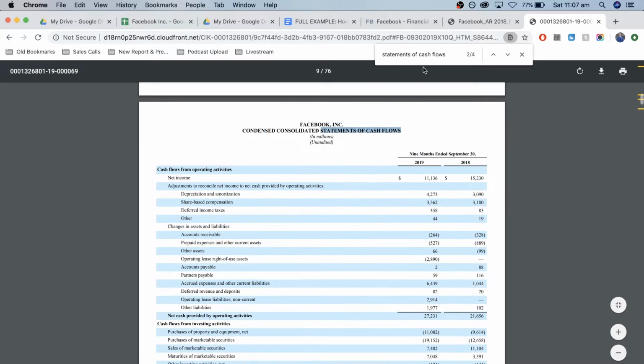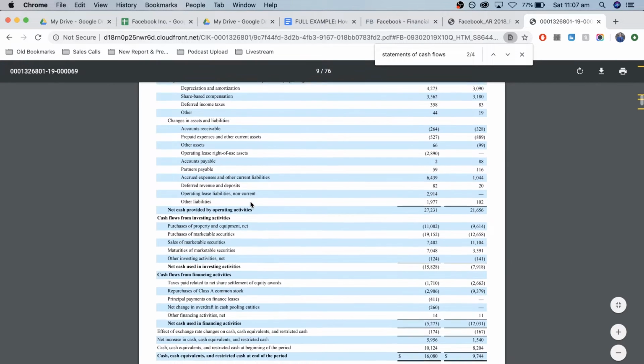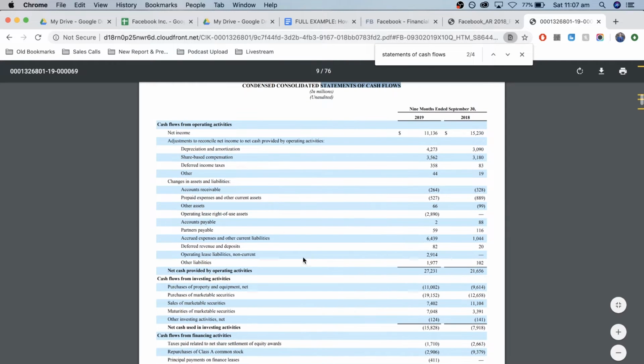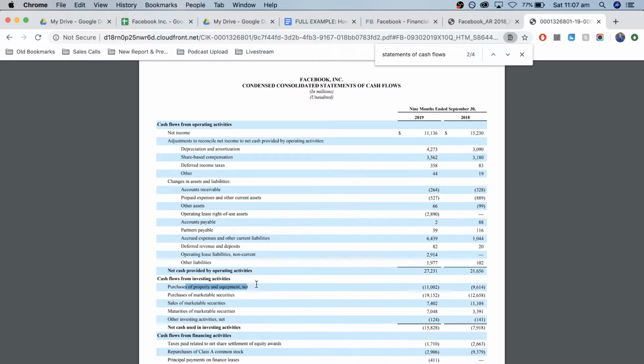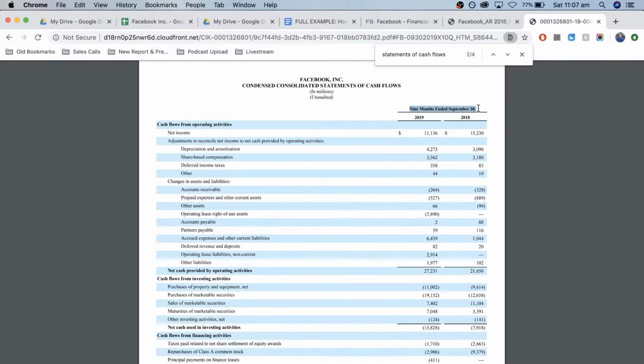And I've just done a quick search for statement of cash flows so that I can find the cash flow statement here. And here you can see that we have net cash provided by operating activities. And then we also have purchase of property and equipment. And this purchase of property and equipment is the total capital expenditure number. Now, another thing you will notice is that these figures are for the 9 months ending September 30. So this is the last 3 quarters, okay?